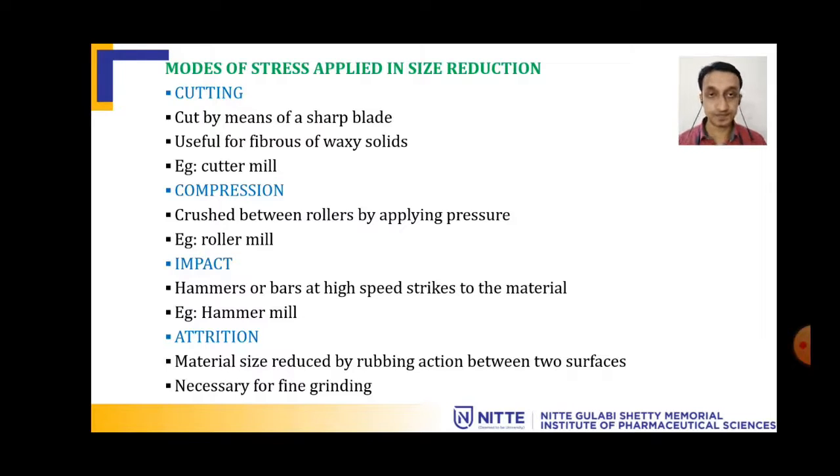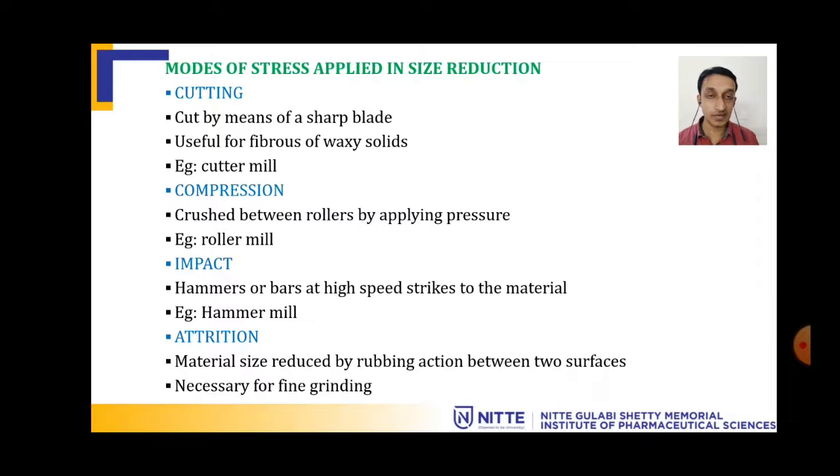Another important mechanism is compression. Compression stands for crushing the materials within big rollers or any other heavy weights. So generally we have something called a roller mill, which is used for crushing and compression of materials.